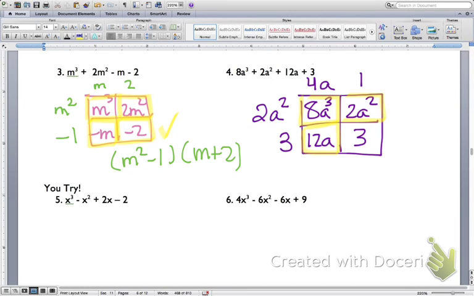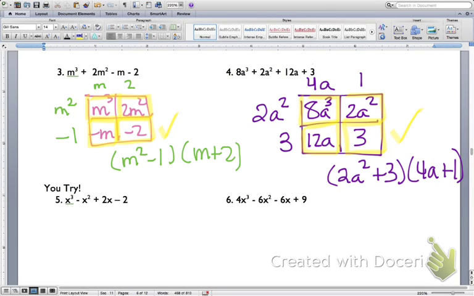And then check the final box for this 3 here. 1 times 3, top and left. Checks off to 3. We're good to go. So we get 2a squared plus 3, and 4a plus 1.